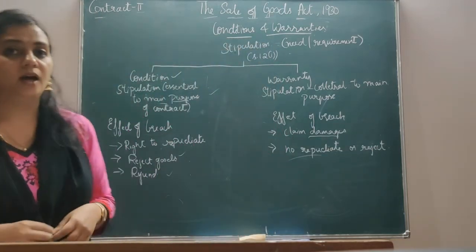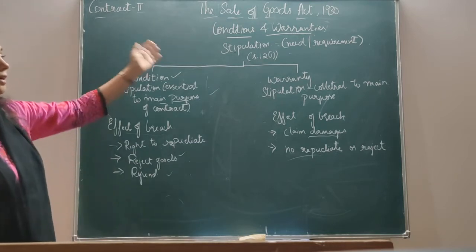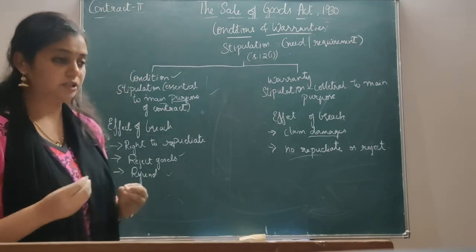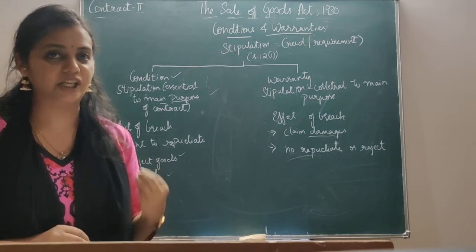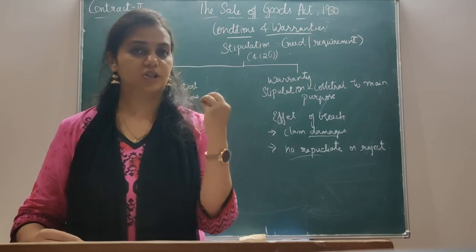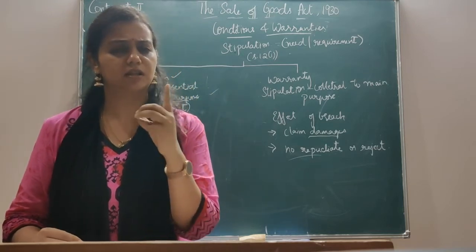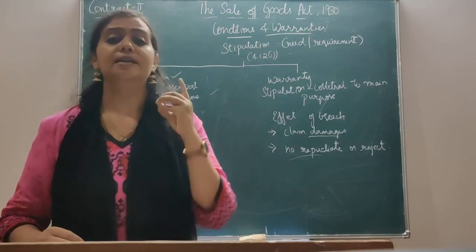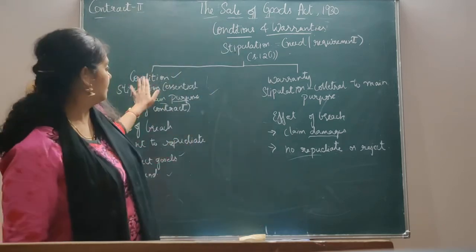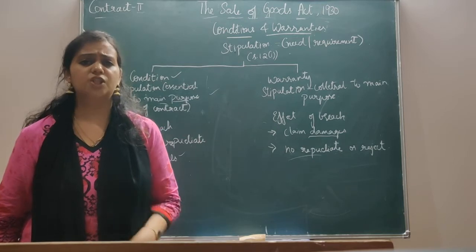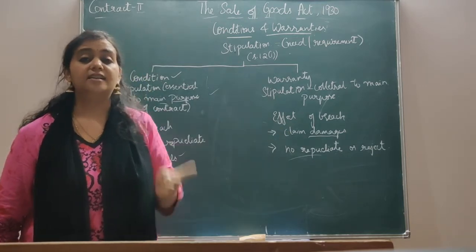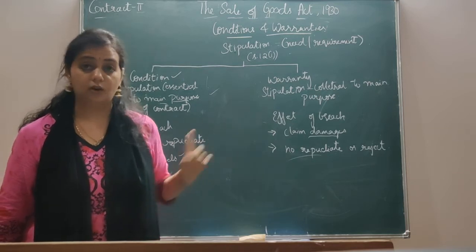So I hope you are clear with conditions and warranty. Remember the three important things when you are speaking about conditions and warranties. Wherever you are discussing conditions and warranties under the Sale of Goods Act, the first thing that comes to you is stipulation. Stipulation means need or requirement. Under stipulation, you get condition and warranty. What is a condition? It is the main purpose of the contract. Warranty is the collateral purpose to the main contract.